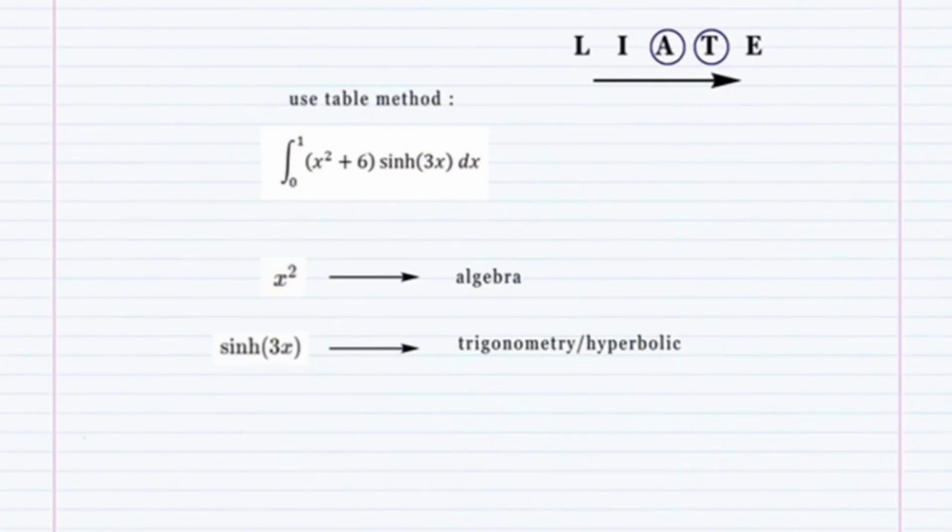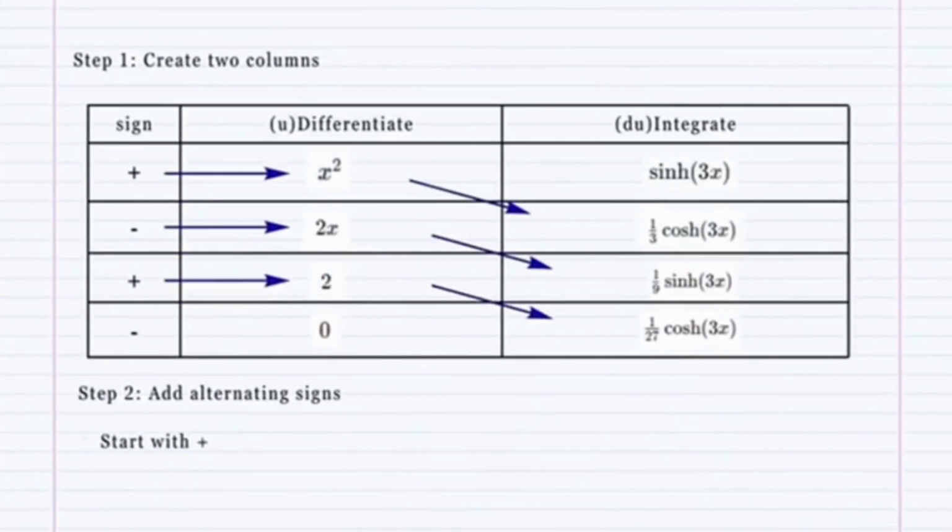As you can see, I identify x squared, which is algebra, and sin 3x as trigonometry. Because A goes first and is followed by T, I choose the table method. Step 1. Construct the table. In the first column, start with plus. For the left column, differentiate, and the right column, integrate.